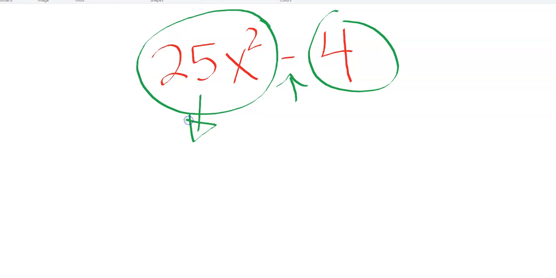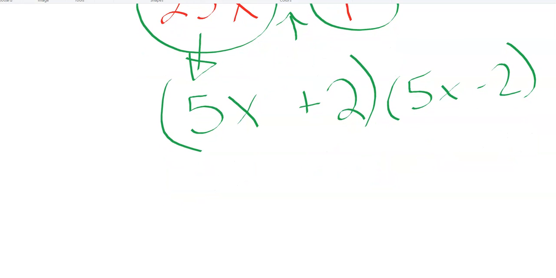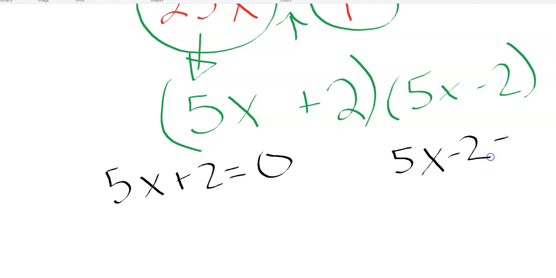Take the square root of both sides. Square root of 25 is 5. Square root of x squared is just x. Square root of 4 is 2. I'm going to have a positive version of that and a negative. And what I'm going to do next is just set both of these equal to 0 and solve. So I've got 5x plus 2 equals 0. So it's looking like this is going to give me a fraction. And I've got 5x minus 2 equals 0.